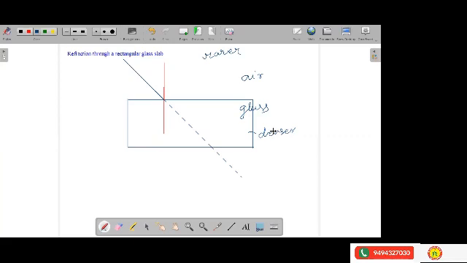Towards the normal. When the ray of light is passing from a rarer medium to a denser medium, the ray of light bends towards the normal. Anyone having any doubt that in which direction it will bend, or getting confused sometimes to find out in which direction it will bend?